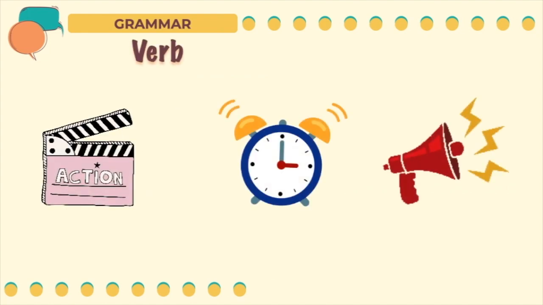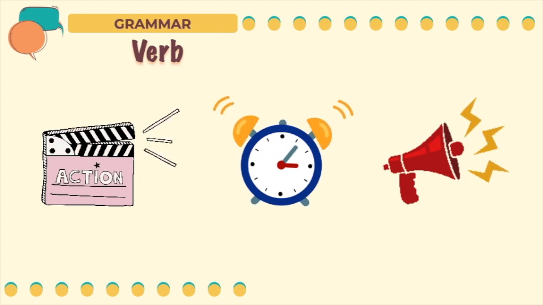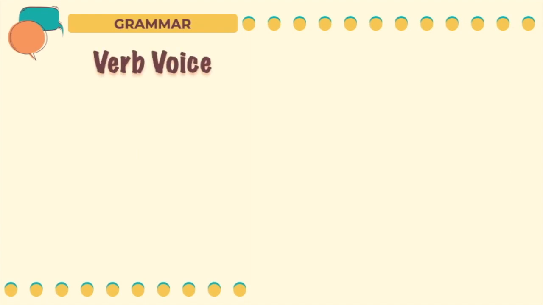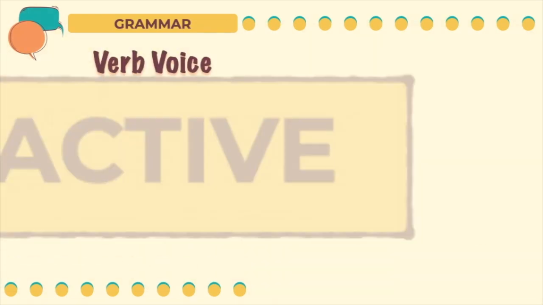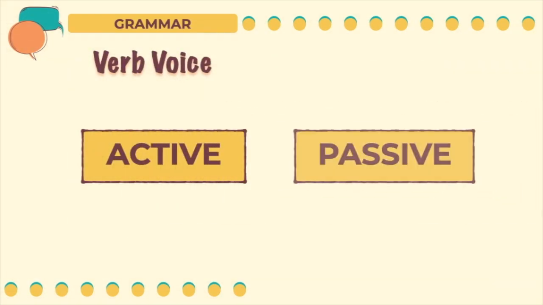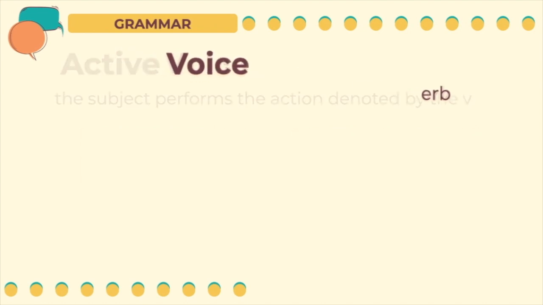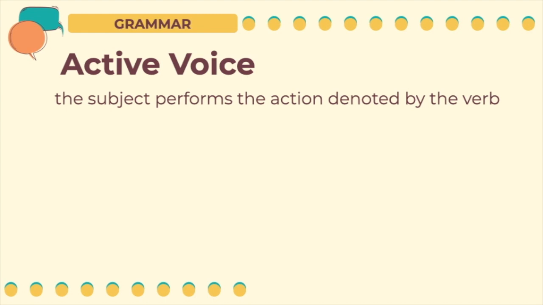Verbs express not only action and time, but also voice. Voice of the verb refers to the relationship between the subject of the sentence and the verb. There are two types of voices, the active voice and the passive voice. Let's first discuss the active voice.